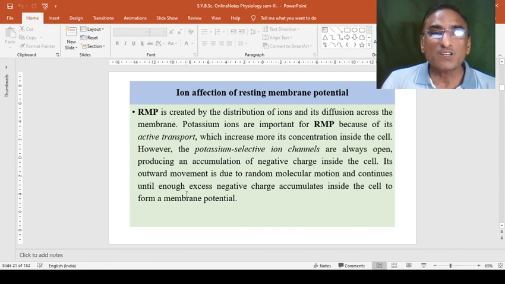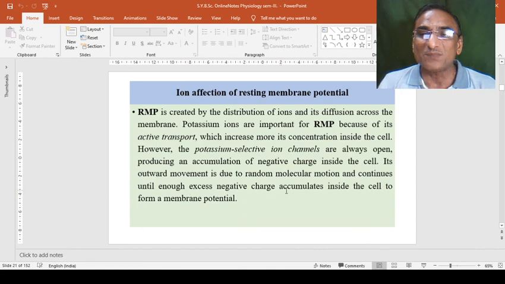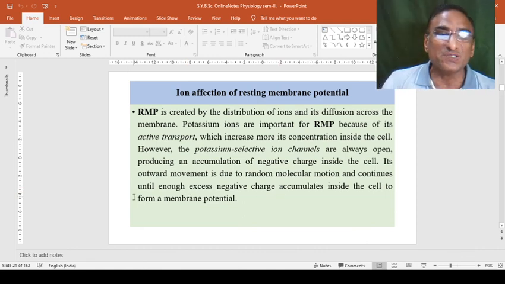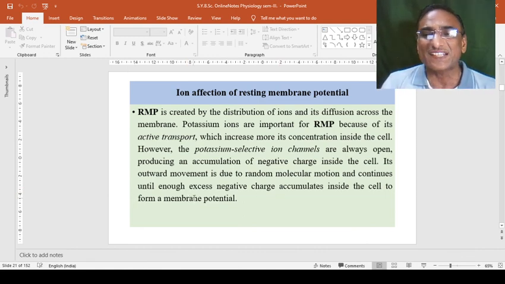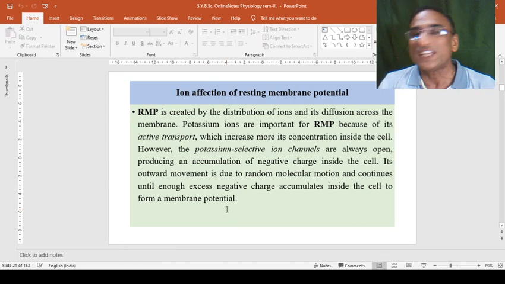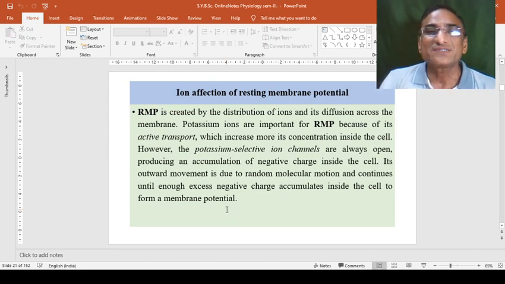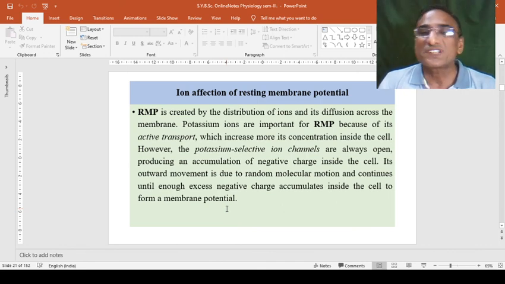Its outward movement is due to random molecular motion and continues until enough excess negative charge accumulates inside the cell to form a membrane potential. So this is the basic activity in which ion effect on resting membrane potential is being studied.